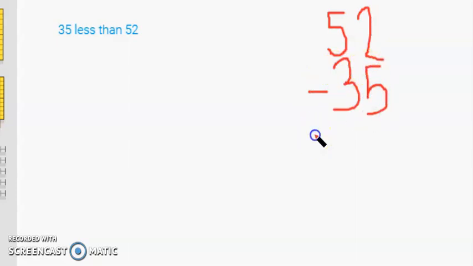So it says 35 less than 52. So less than means that I'm taking away. So I'm going to start with 52, and I'm taking away 35. So I'm only going to build or draw the top number. So I'm going to go ahead and pause and build 52. You draw 52.